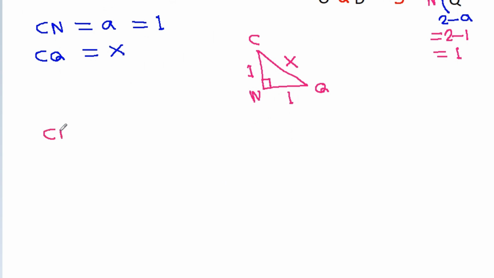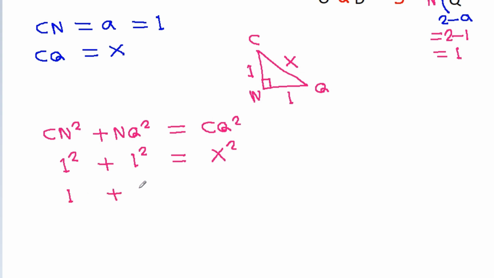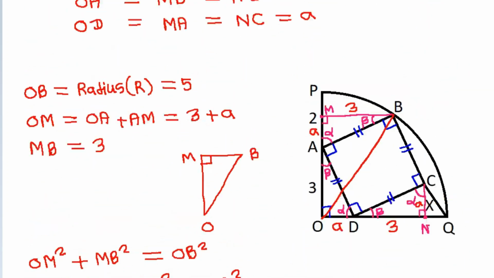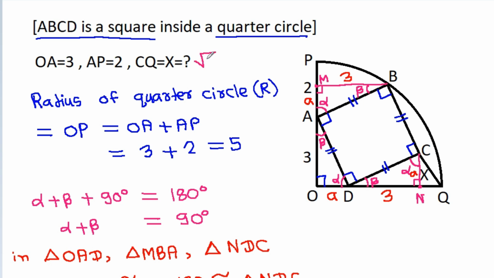So CN square plus NQ square will be equal to CQ square, and CN is 1 square plus NQ is 1 square is equal to CQ is X square, and 1 plus 1 is equal to X square. So X square is 2 and X will be equal to plus minus square root of 2, but X cannot be negative, so X will be equal to square root of 2. So X is square root of 2.